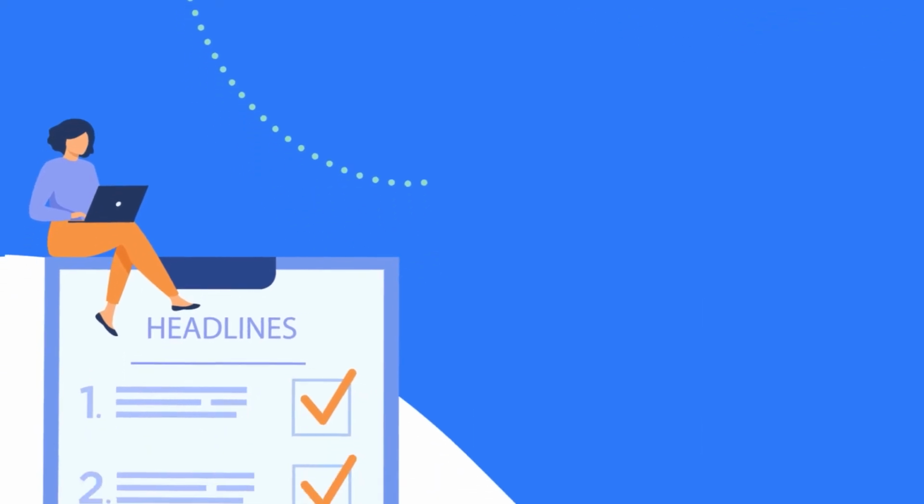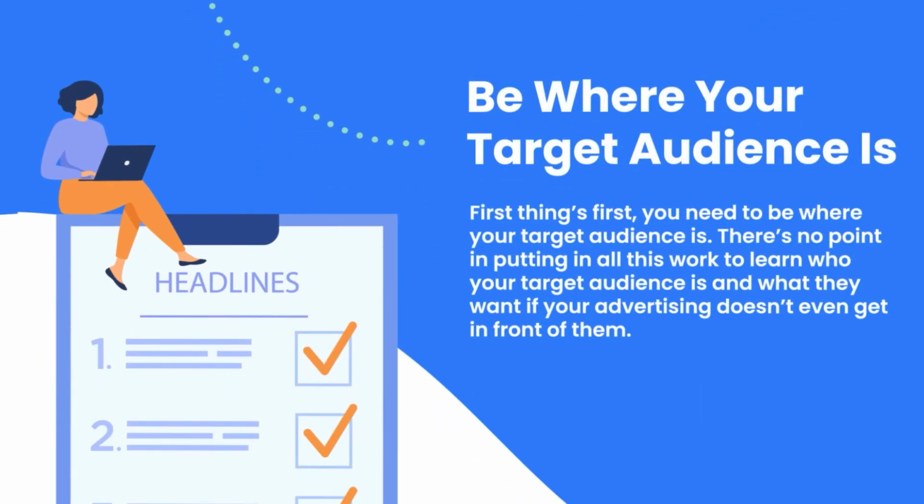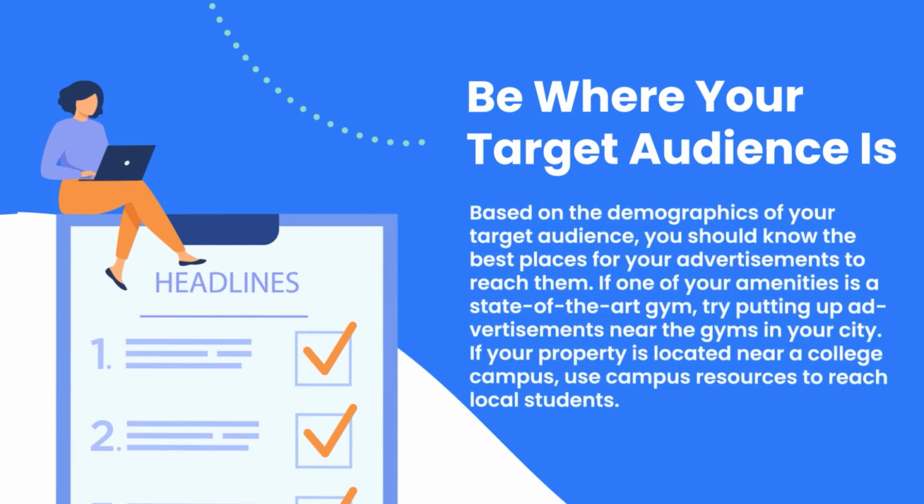First things first, you need to be where your target audience is. There is no point in putting in all this work to learn who your target audience is and what they want if your advertising doesn't even get in front of them. Based on the demographics of your target audience, you should know the best places for your advertisements to reach them. If one of your amenities is a state-of-the-art gym, try putting up advertisements near the gyms in your city. If your property is located near a college campus, use campus resources to reach local students.